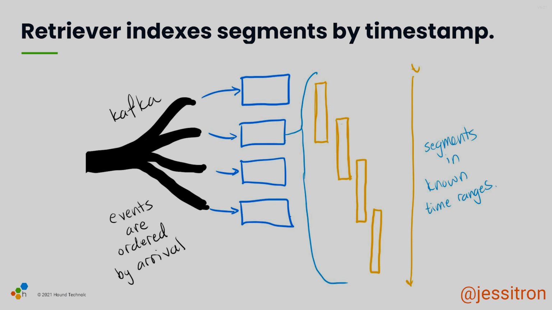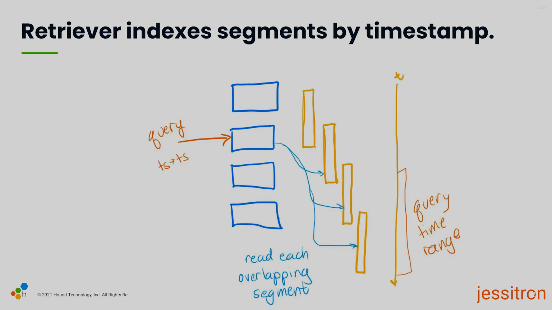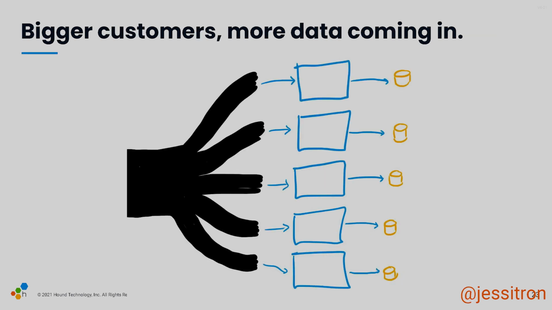Whenever we fill up the allocated disk space, we can delete the oldest segment and start a new segment. When a query comes in, we know which segments it needs to read. So we're reading only the segments where your time range overlaps and only the columns that you asked for. This makes it fast. Until we have everyone's favorite problem: more customers and bigger customers.